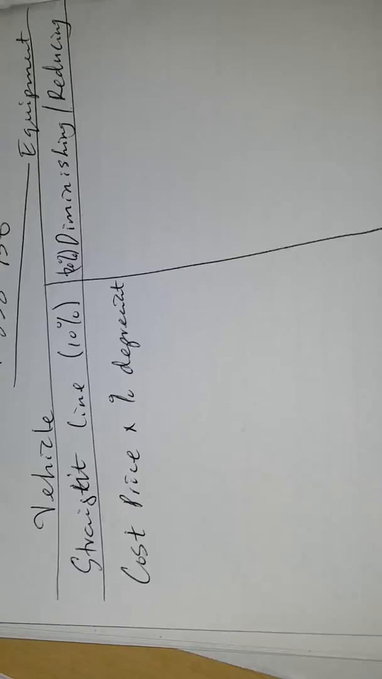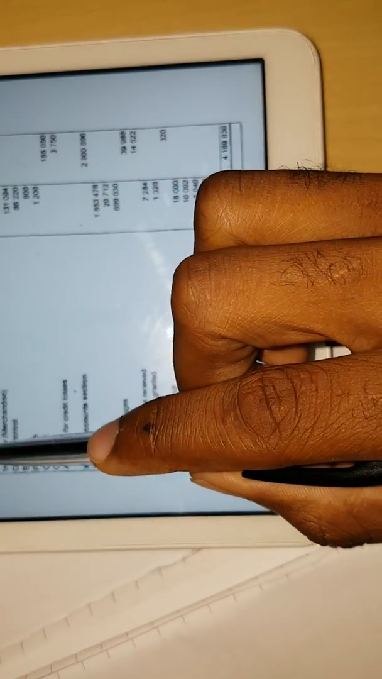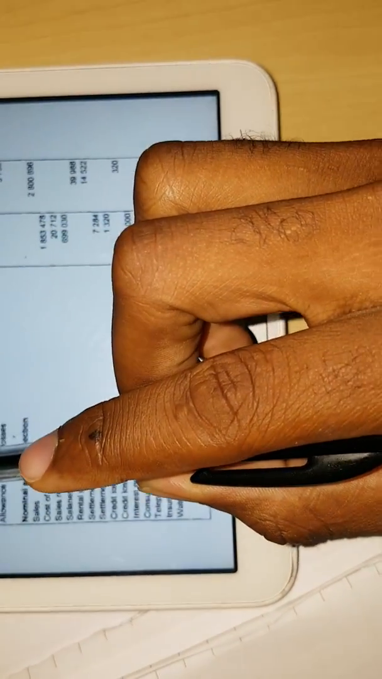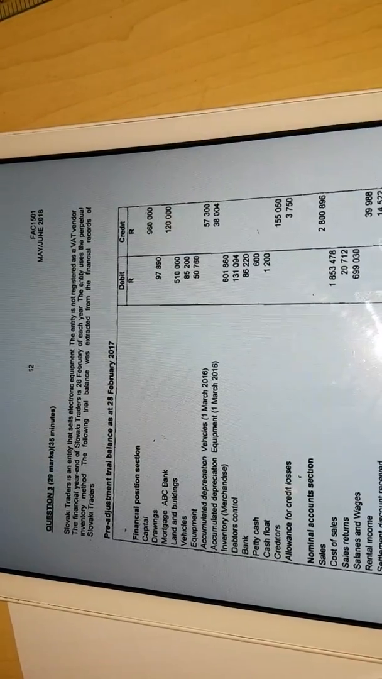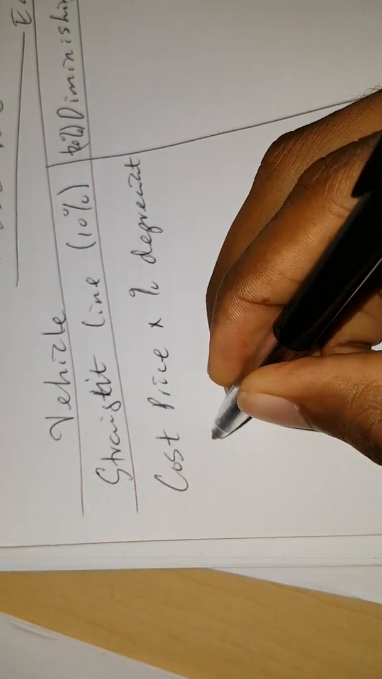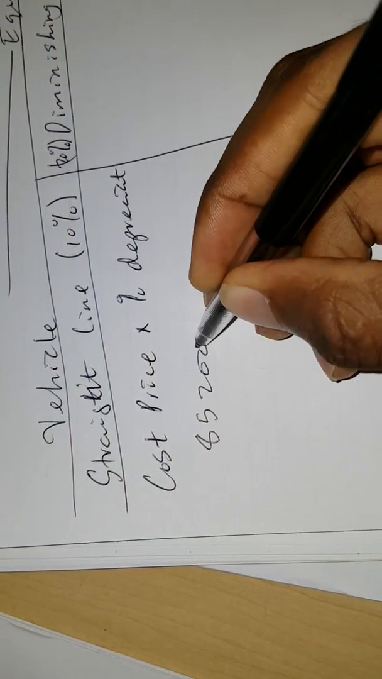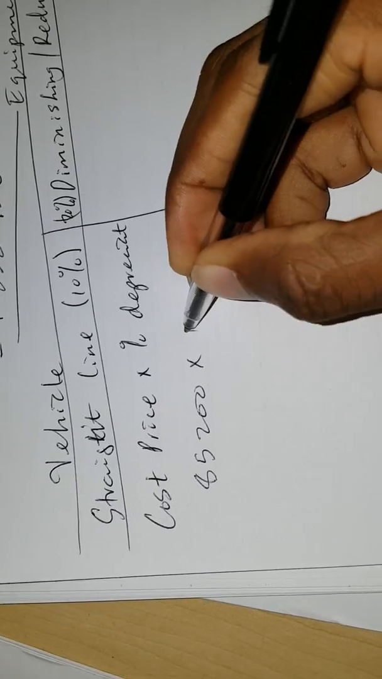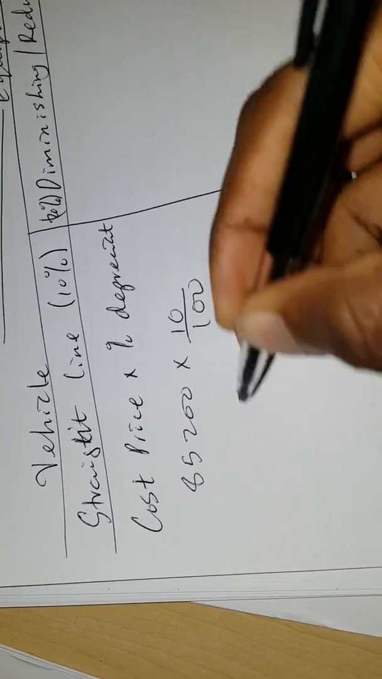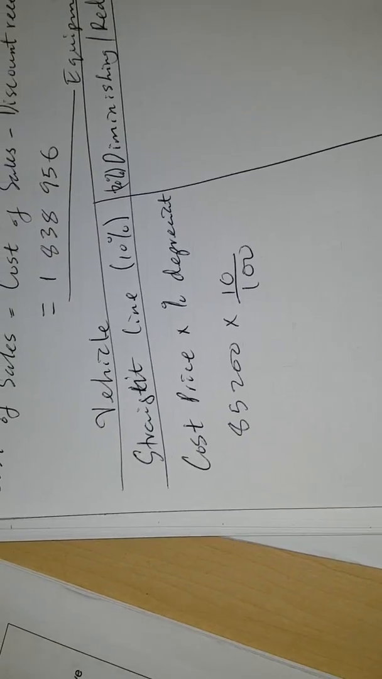Okay, so this is how we do it. This vehicle, how much did it cost initially? You go back to your table, vehicle, and here's the amount of the vehicle. Do you see the amount? Let's move to vehicle: 85,200. So the cost price is 85,200 times the percentage, which is 10%, 10 divided by 100. So how much are we going to get?